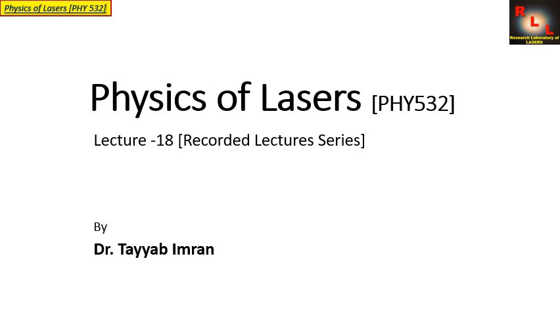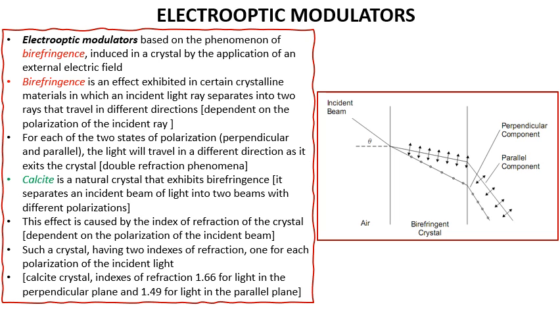This is lecture number 18, and this is a continuation of chapter 7, and we know that we are discussing the Q switches. Here we are going to discuss the first kind of Q switch, that is the electro-optic type. Electro-optic modulators.